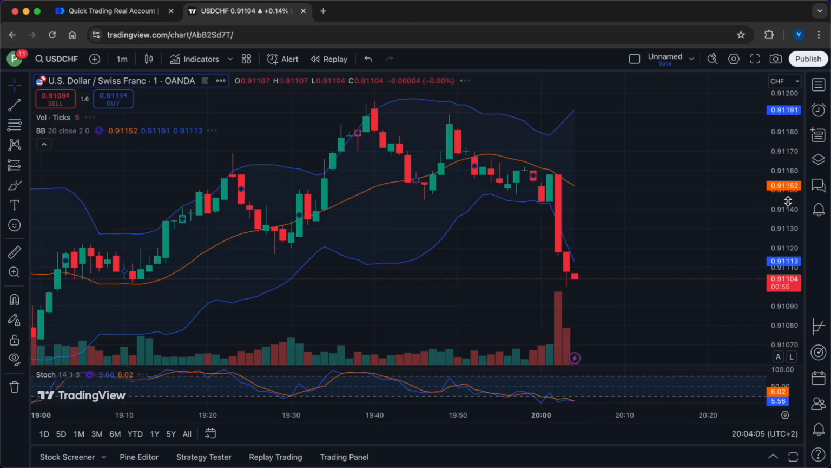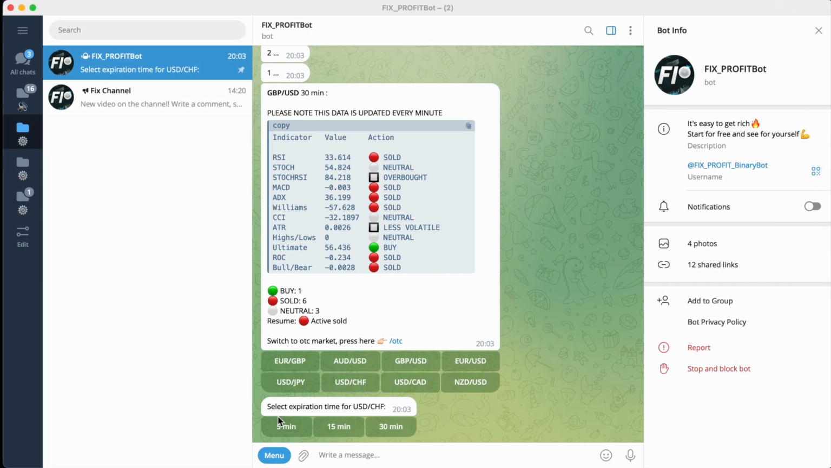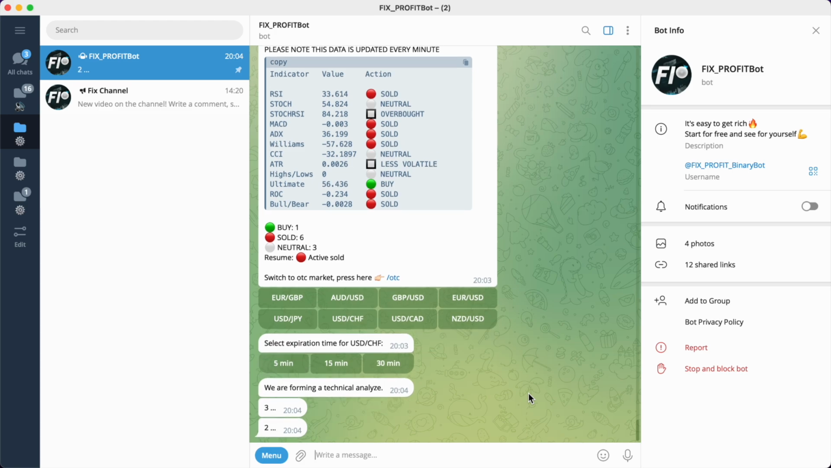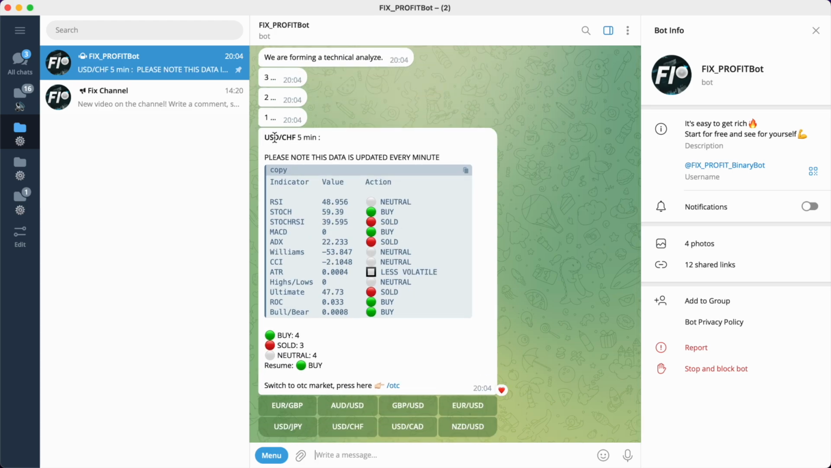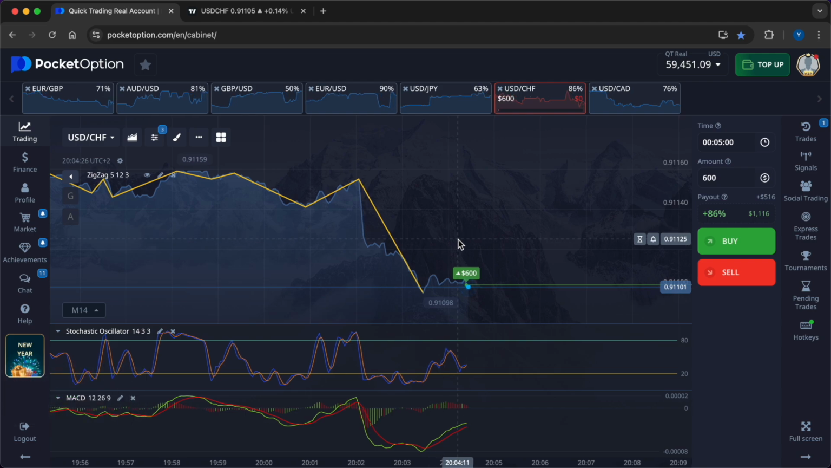Now I'll get to work. Currency pair American dollar, Swiss franc, 5 minutes expiry time, 1% of the deposit is my investment. Artificial intelligence reactively scans the market and produces a report with data from 12 key indicators. Buy. I'm entering the market. I will take into account the information from the robot.